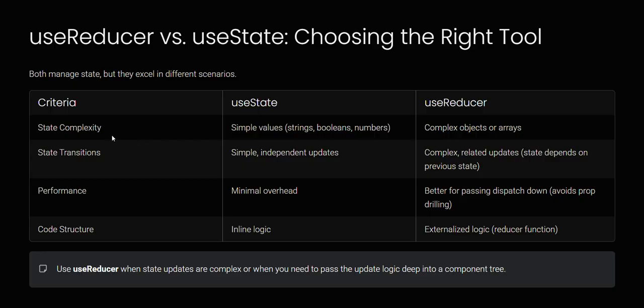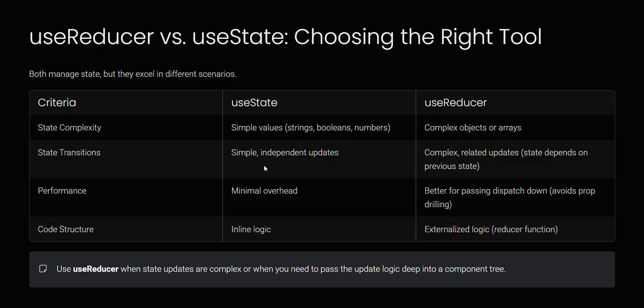So the state complexity within useState is more simple primitives: strings, numbers, booleans. For useReducer, it handles complex objects and arrays where updates are interdependent. So coming to the state transitions, if one update depends on another part of the state, or if a single user action triggers multiple state changes, useReducer is better. Why? Because you can handle all those changes in one place, right?